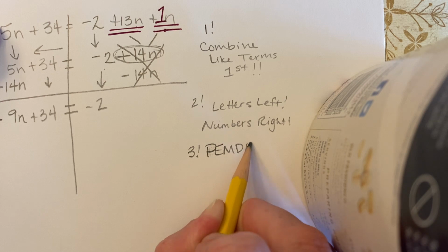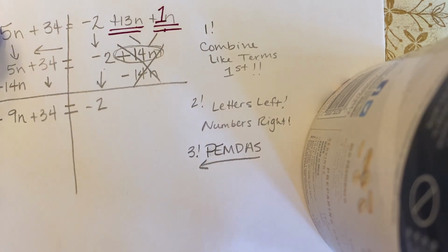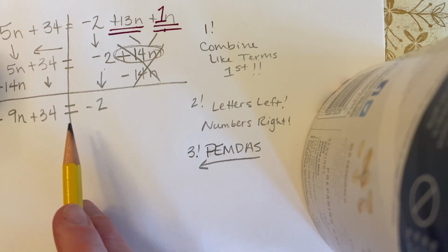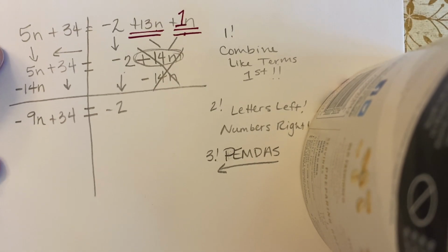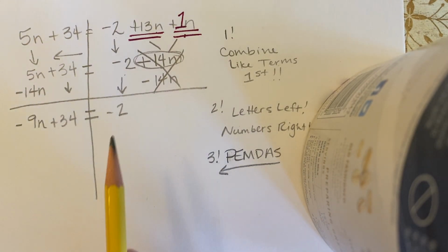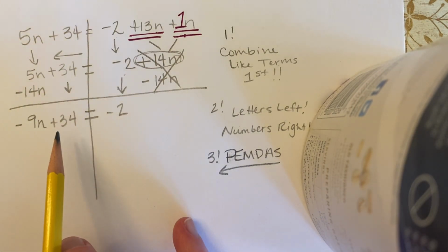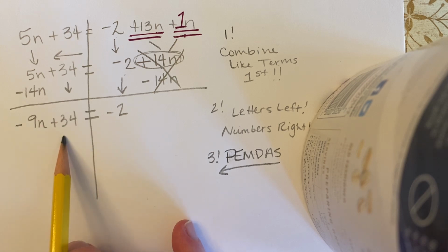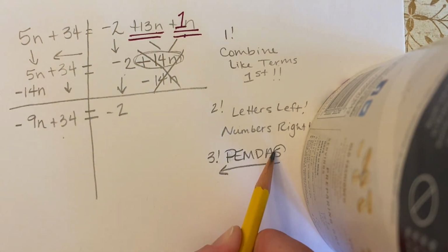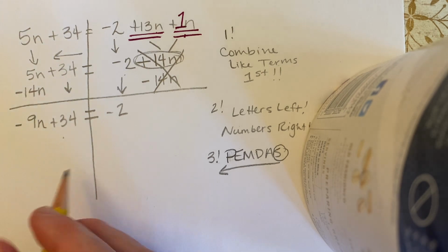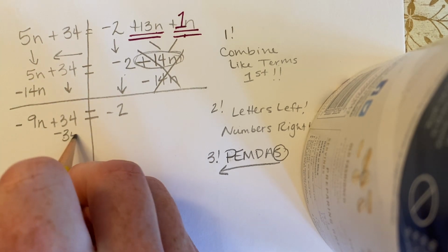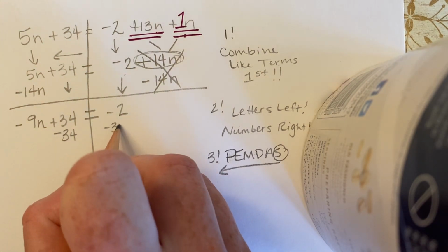PEMDAS backwards. We're looking here, is there anything that I could add or subtract? Don't lose that negative. Well, they're adding 34, so our operation is subtract 34 from both sides. Minus 34 and minus 34.